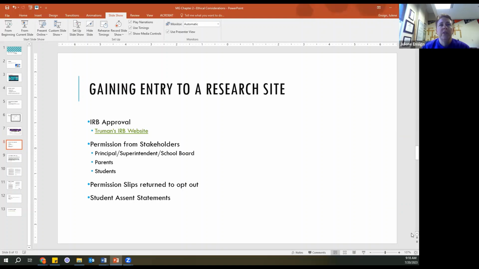So we have to get permission from stakeholders. Sometimes that's the principal, sometimes it's a school superintendent, parents for sure. And then the students also have to give their assent. It's not consent because they're not of age, but assent, meaning that they agree.